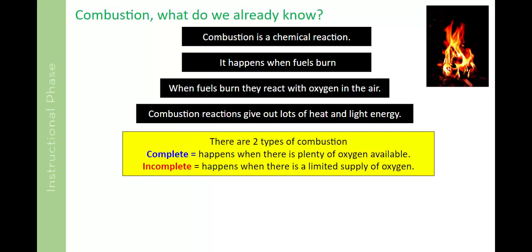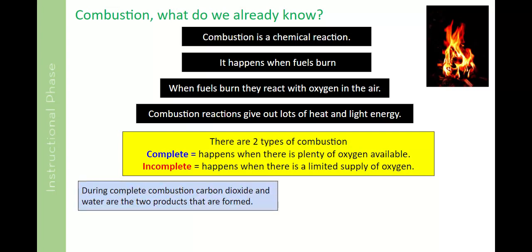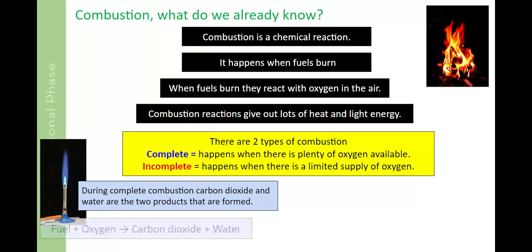Now, something we don't know, but we do need to know for today, is there are 2 different types of combustion: complete combustion and incomplete combustion. Complete combustion happens when there is plenty of oxygen available for the fuel to burn. And the only products produced, the only things made by this reaction, are carbon dioxide and water. So there's the word equation: fuel plus oxygen goes to make carbon dioxide and water.